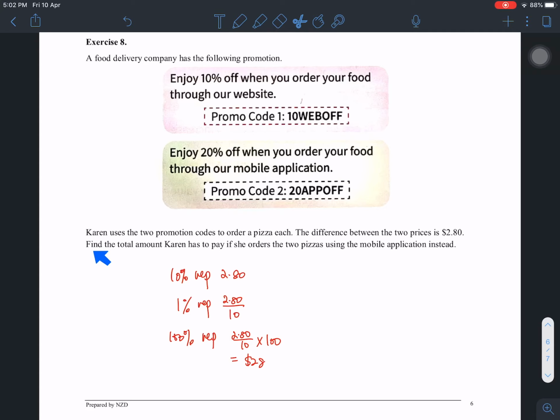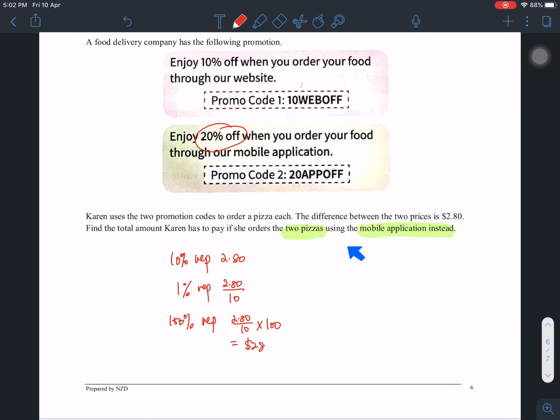The question wants you to find the total amount Karen has to pay if she orders 2 pizzas. And under which condition? Using the mobile application. So basically, she will receive 20% off 2 pizzas. So can we next calculate how much 2 pizzas cost? The cost of 2 pizzas would simply be $28 multiplied by 2. That would be $56. Finally, we apply 20% off to the price of $56.